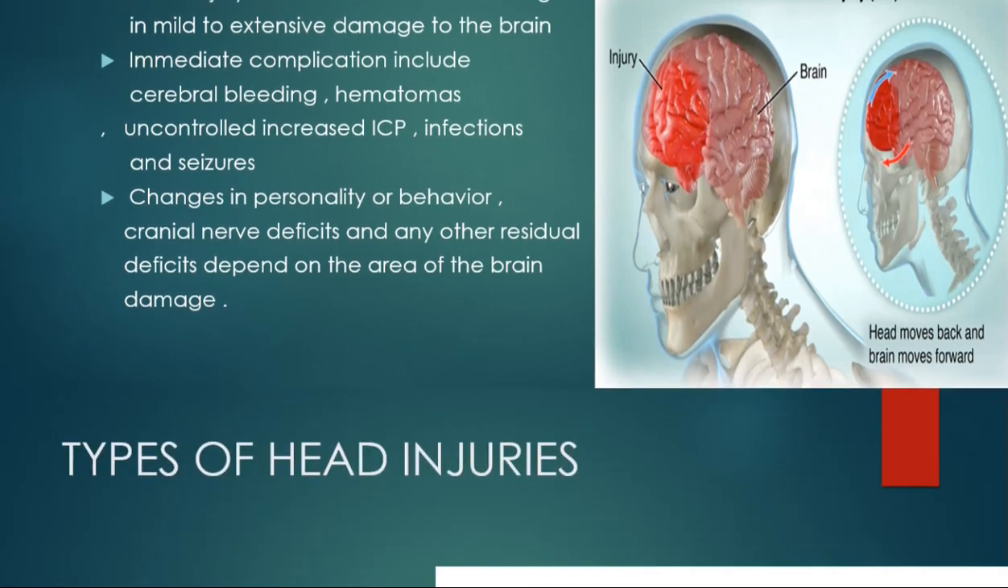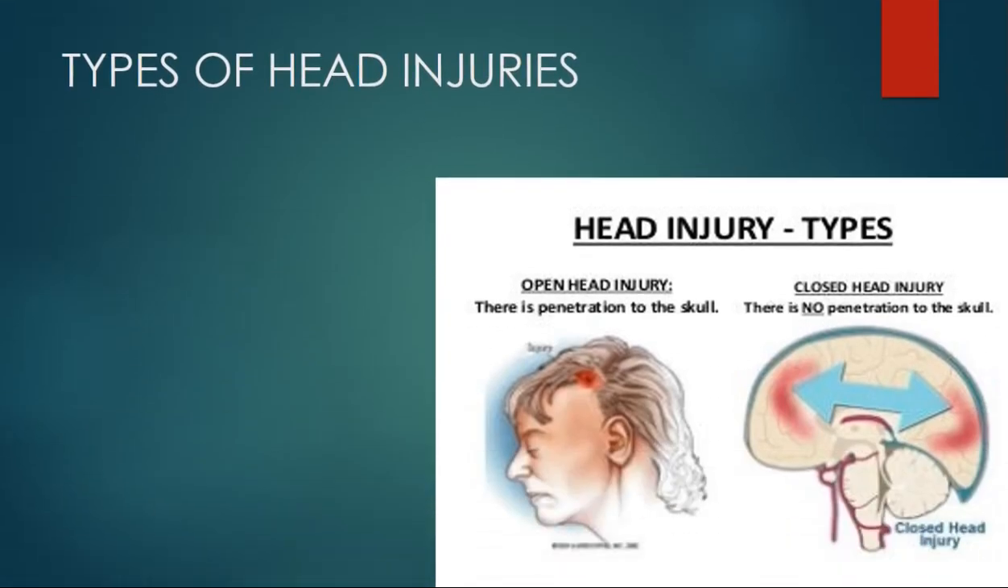Next, what are the types of head injury? Head injury can either be closed or open. Open means penetrating. In the open head injury there is a penetration to the skull, whereas in the closed head injury there is no penetration to the skull.